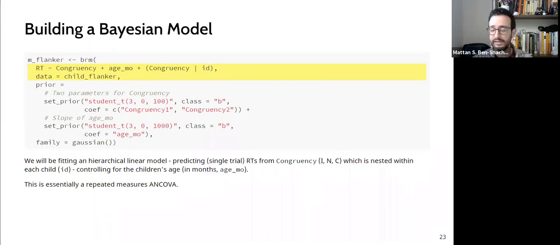This is essentially a repeated measures ANCOVA. So if you run a repeated measures ANCOVA, you should get very similar results to what we will get here.